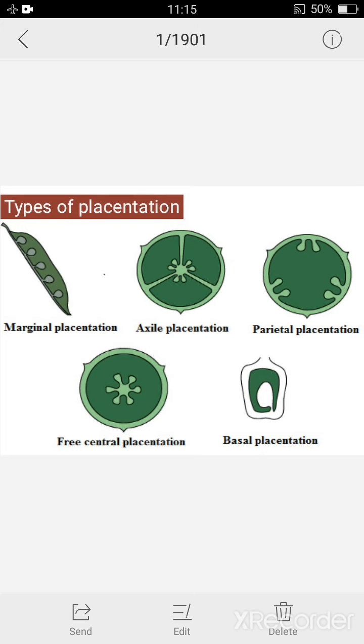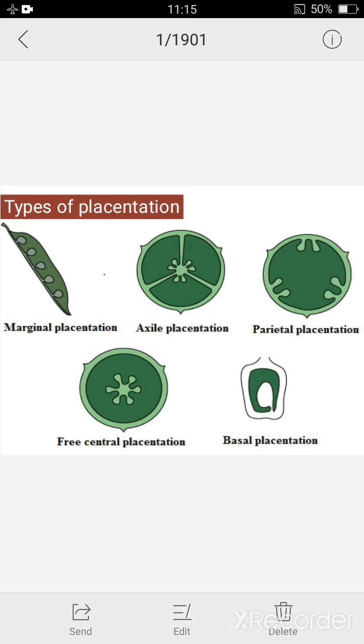Hope you're all seeing the diagram on the screen. Different types of placentation are present. First of all, I will tell you the definition for placentation. It is a one mark question for theory examinations. Define placentation. The arrangement of ovules within the ovary is known as placentation. Understood? Students, I will repeat this definition once again. Please make a note in the notebook. The arrangement of ovules within the ovary is known as placentation.